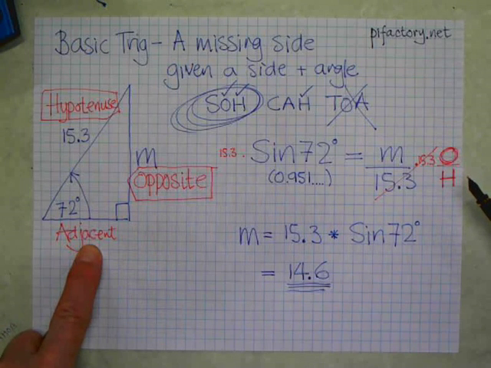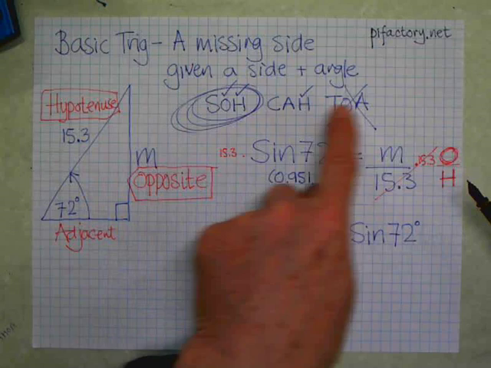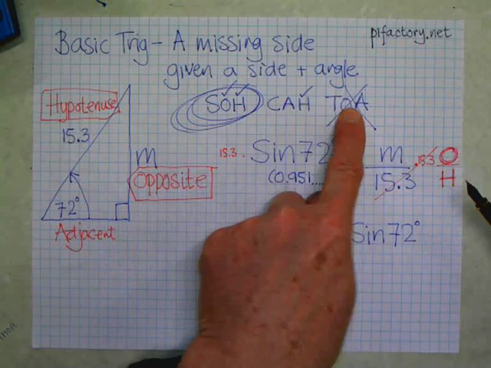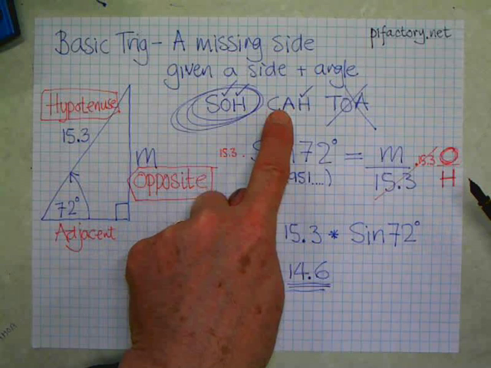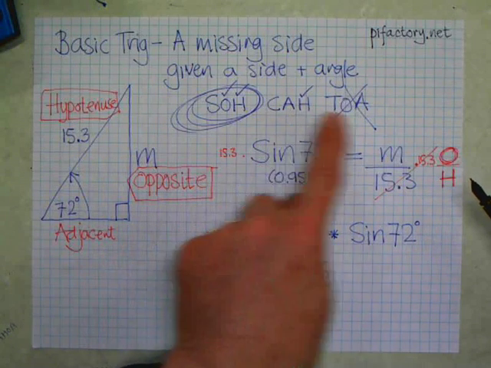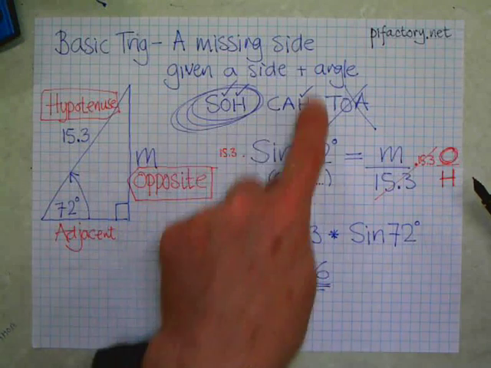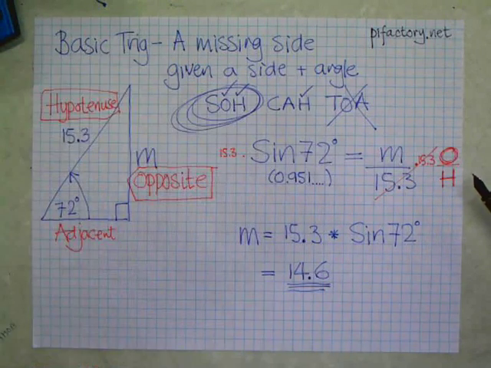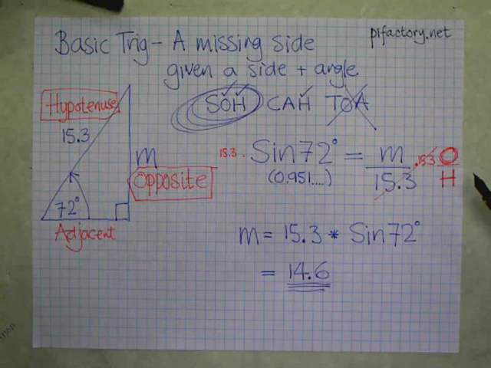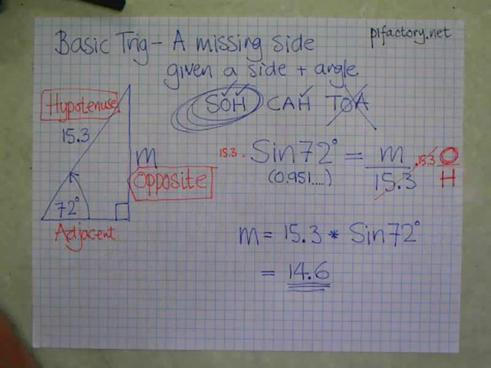If, of course, we wanted the adjacent side, which of the trigonometric ratios would we use? Well, adjacent appears in CAH. It appears also here, but this would be the one we want. Sine, we would not want at all. That's it. Easy peasy. Lemon squeezy.